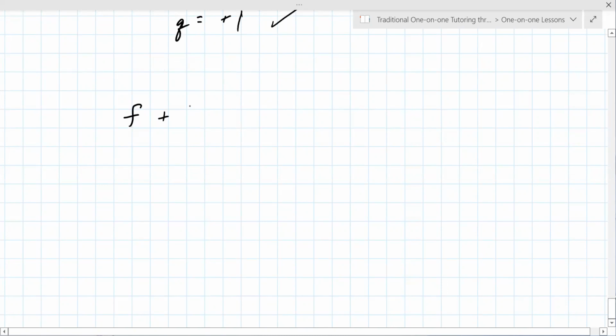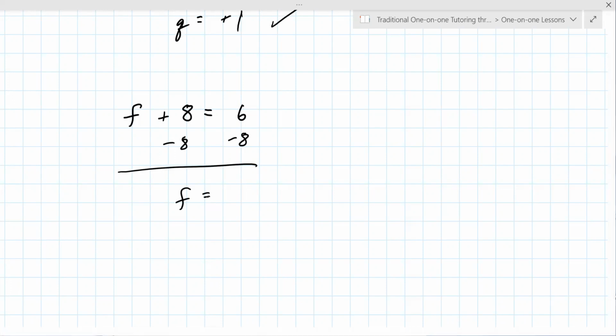Let's try one more. f plus 8 equals 6. Okay. Subtract 8 from each side. It's not the same. So then we have -2. -2. That is correct.